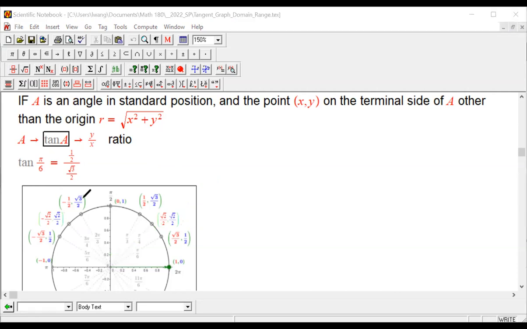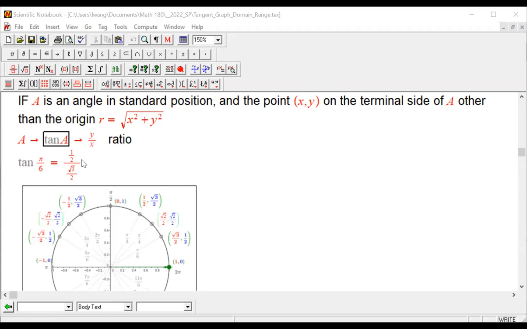Okay, in fact, we can work out all of these tangent values around the unit circle for these special terminals. And then how about for non-special terminals? You just apply the definition, as long as you can identify a point on the terminal side other than the origin, right? By definition, we can always find something.